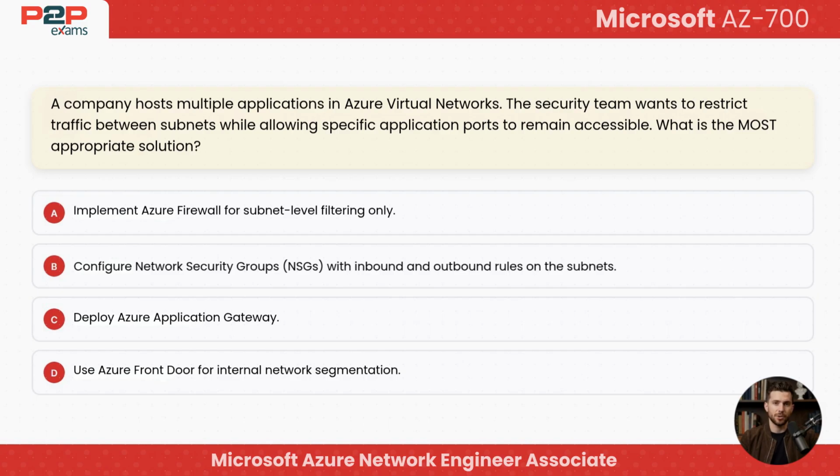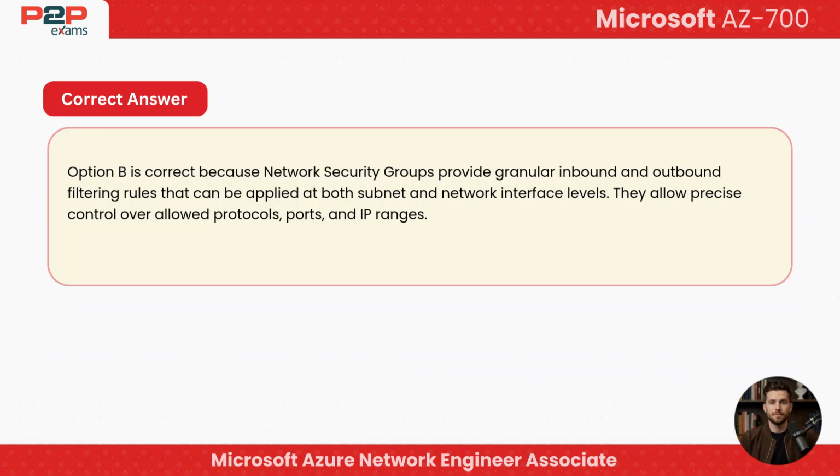Option A. Implement Azure Firewall for subnet-level filtering only. Option B. Configure network security groups, NSGs, with inbound and outbound rules on the subnets. Option C. Deploy Azure Application Gateway. Option D. Use Azure Front Door for internal network segmentation.